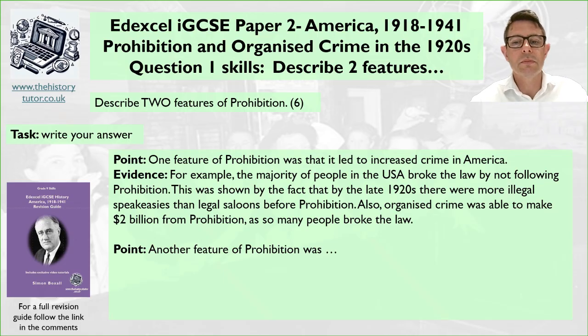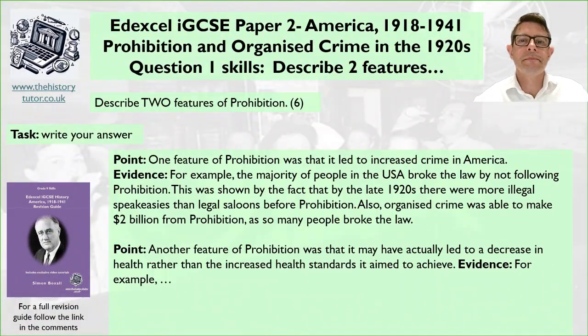Okay, let's set up our next idea. So another feature of prohibition was, okay, what do you think you'd set out for that? We talked about in our plan about health. You might have another idea. That's great if you do. Set up your idea now with your opening sentence. Pause me now and away you go. Okay, I said another feature of prohibition was that it may have actually led to a decrease in health rather than the increased health standards it aimed to achieve.